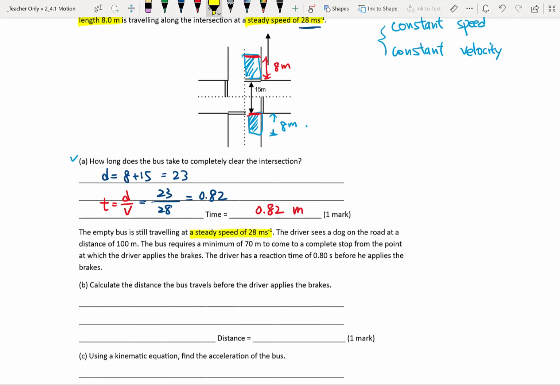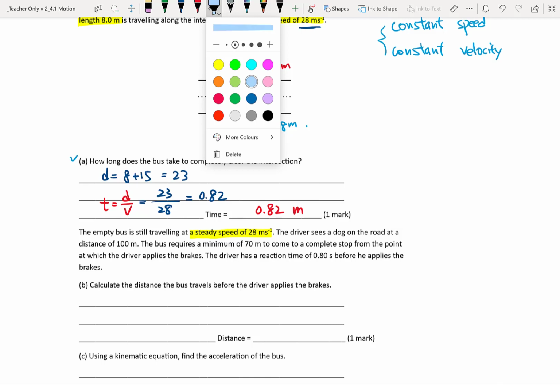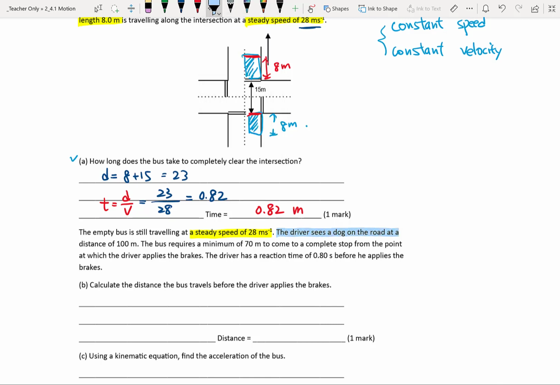And the driver sees a dog on the road a distance of 100 meters away. And the bus requires a minimum of 70 meters to come to a complete stop from the point at which the driver applies the brake. Okay, so this sentence is basically a condition. You take it as a condition, a minimum stopping distance after we have a brake. And then the bus driver has a reaction time of this one before applying the brakes.